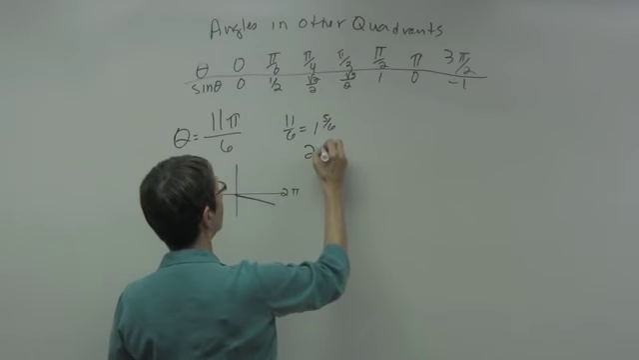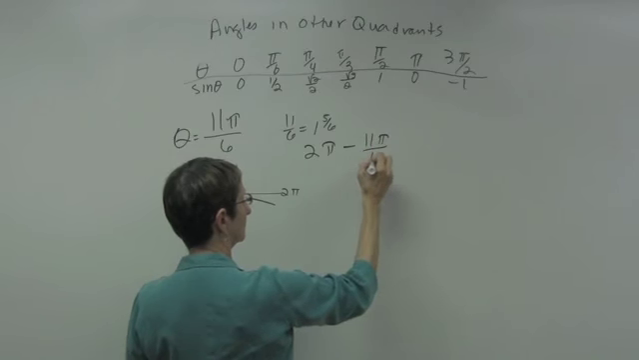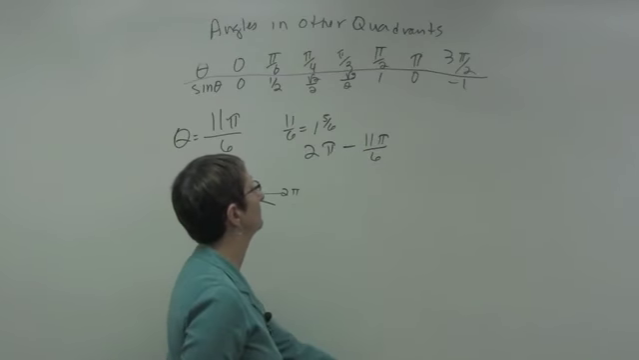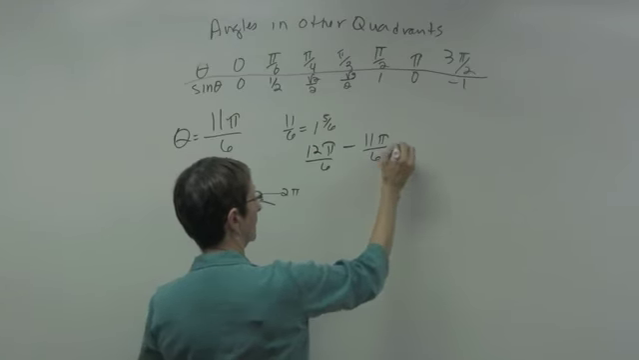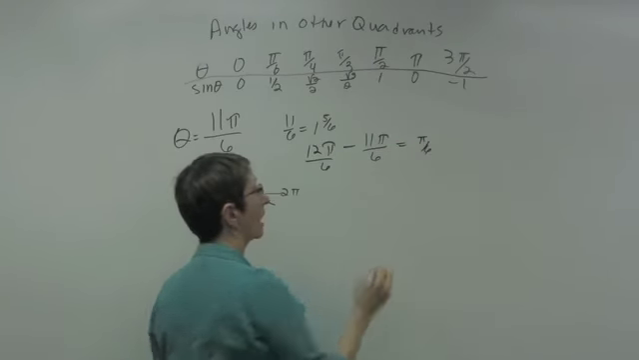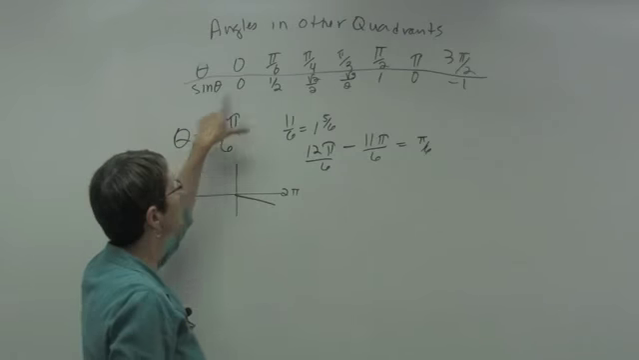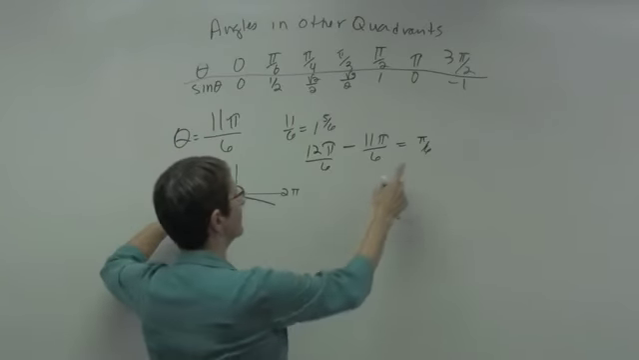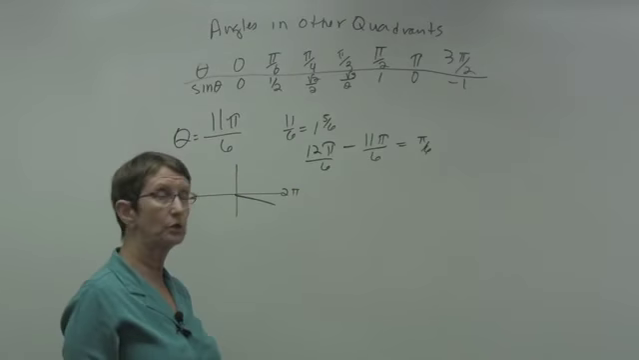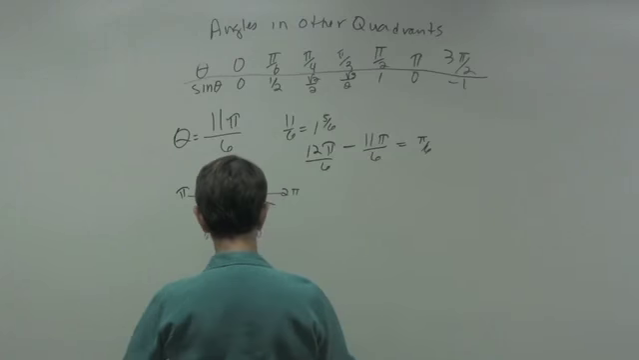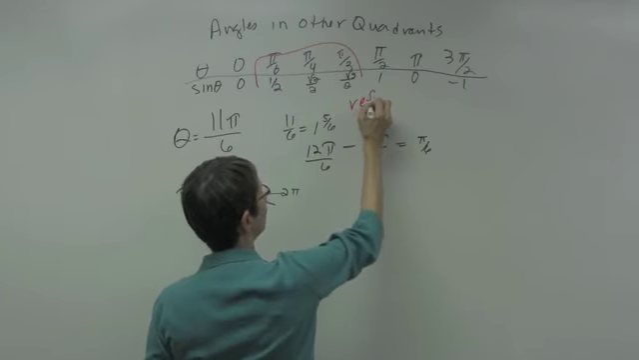2 pi minus 11 pi over 6. I can take the 2 pi, make that 12 pi over 6. Gives me a pi over 6. Oh, it is a pi over 6. Well, sure it is. Look, there's a 6 on the bottom. If you use radian measure, the denominator, as long as you're in lowest terms, tells you the angle you want to use. And these up here are what we call reference angles.